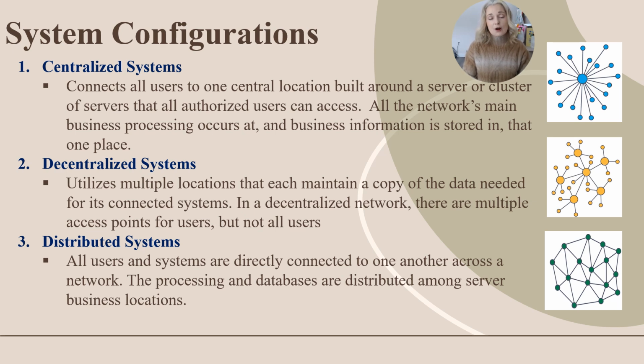And then the third option is distributed systems. And in these types of systems, all users and systems are directly connected to one another across a network, and the processing and databases are distributed among the server business locations. So everyone's connected, but there are multiple servers in multiple locations. So it kind of is a mix. If you were thinking about a continuum, you have centralized systems on one side, decentralized systems on the other side, and the distributed systems are right in the middle.